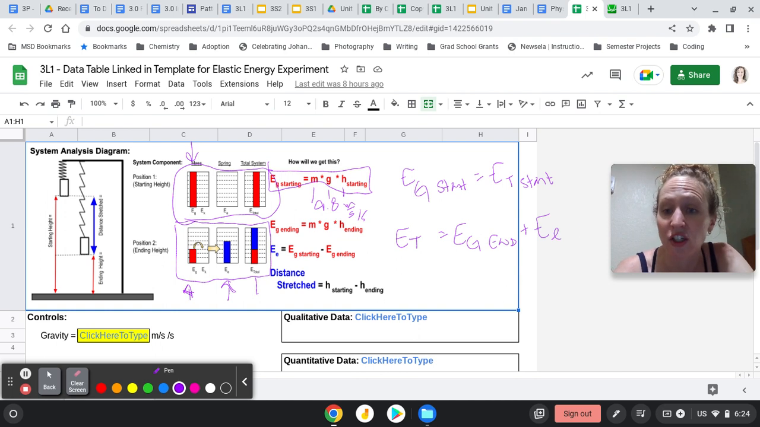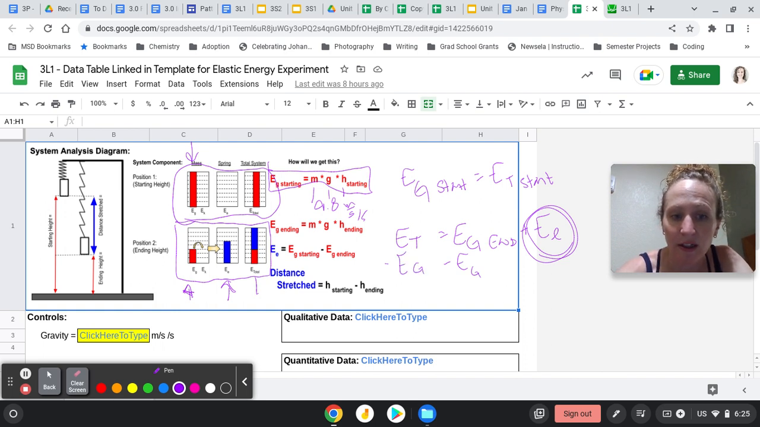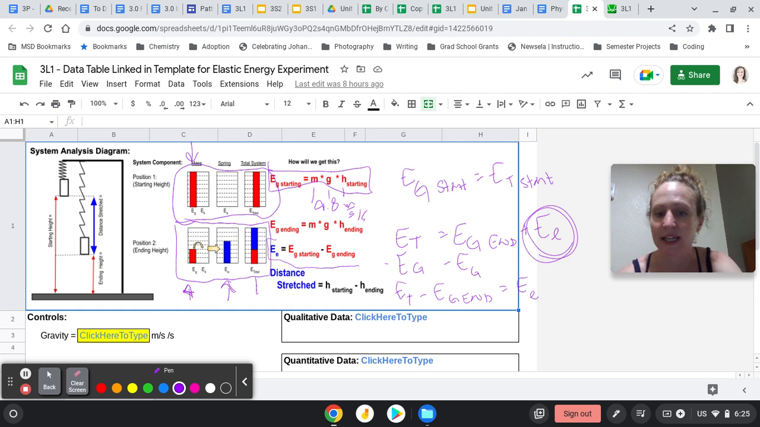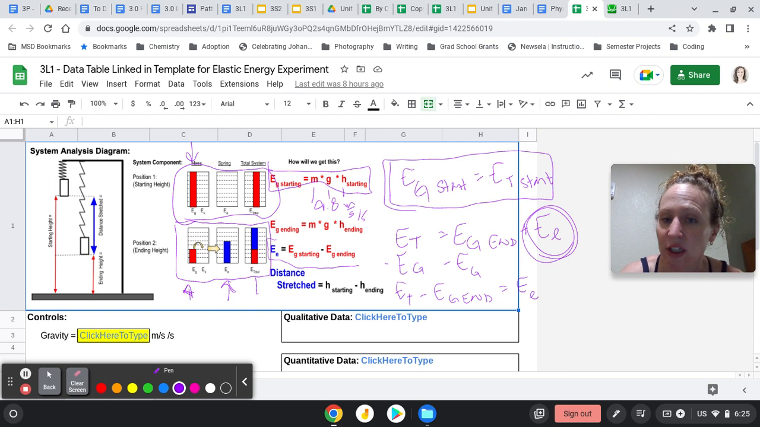And then we can actually solve for elastic energy by subtracting gravitational energy off both sides. So that's what we get here. Elastic energy is the total energy minus gravitational energy at the end. Now, remember, total energy at the beginning was equal to gravitational energy at the beginning.